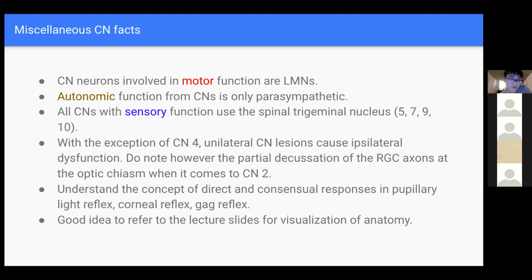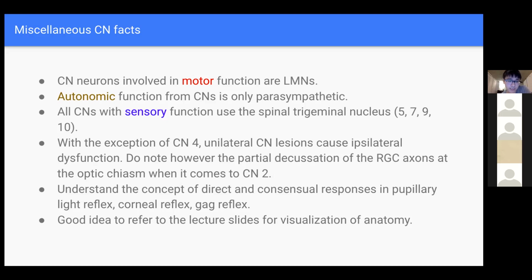You can also note that all the cranial nerves with a somatosensory function all use the spinal trigeminal nucleus. So the spinal trigeminal nucleus plays a role for cranial nerves 5, 7, 9, and 10. With the exception of cranial nerve 4, all the unilateral cranial nerve lesions cause ipsilateral dysfunction. Again, remember, the fourth nerve is the only one that crosses.